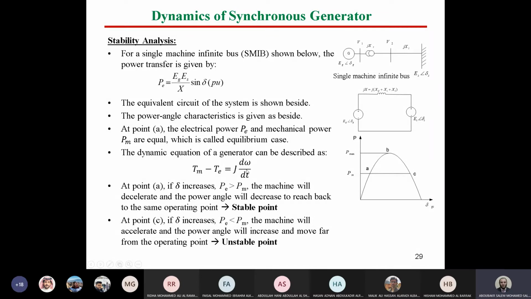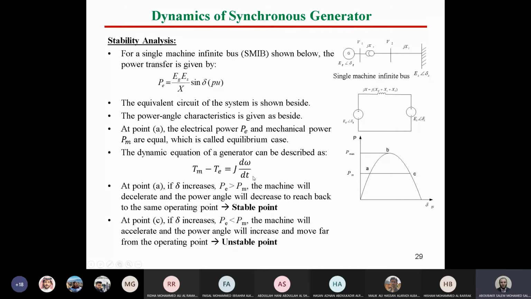If we have P electric greater than P mechanical, this means T electric is greater than T mechanical. So what will happen to the speed of the machine? Decrease. It will decelerate. Is it right? Yes. The machine will decelerate. And if the machine decelerates, what will happen to the power angle now?